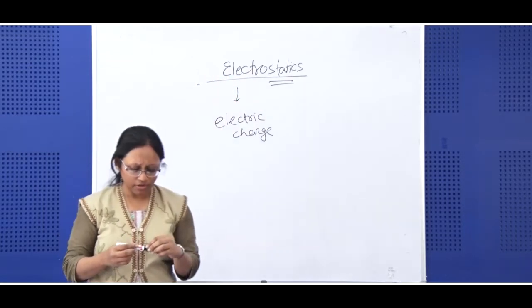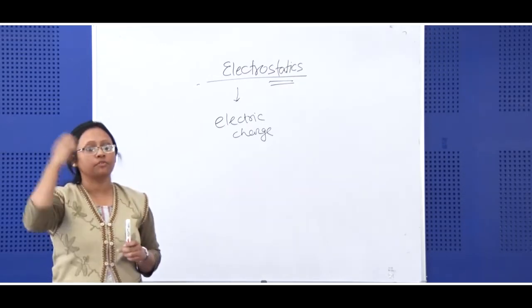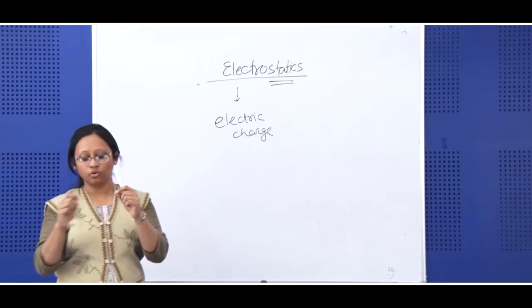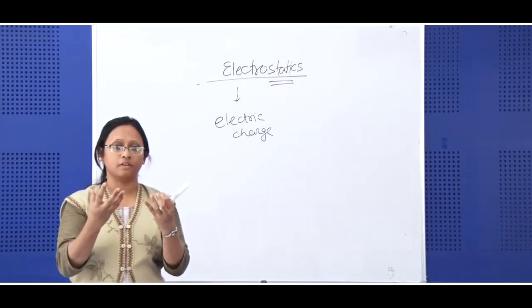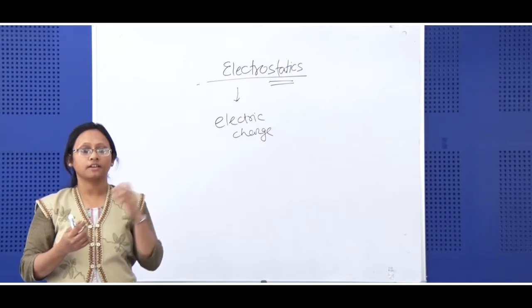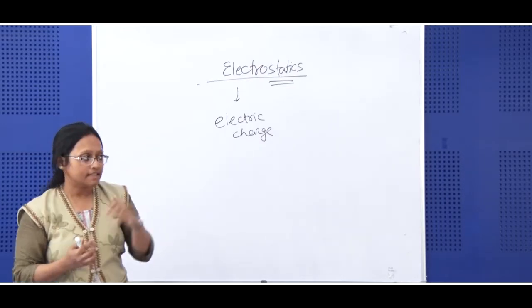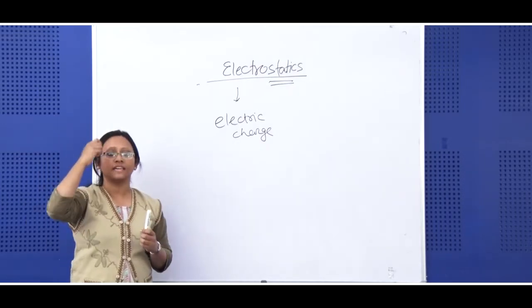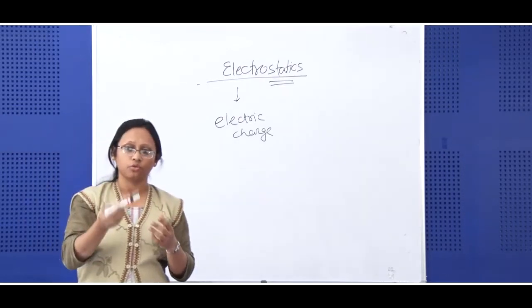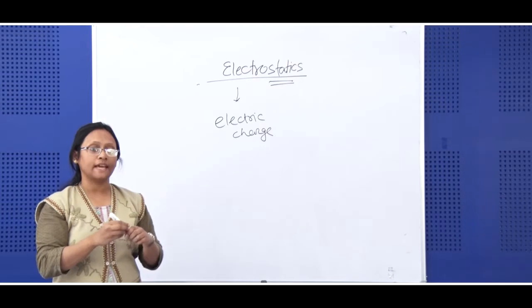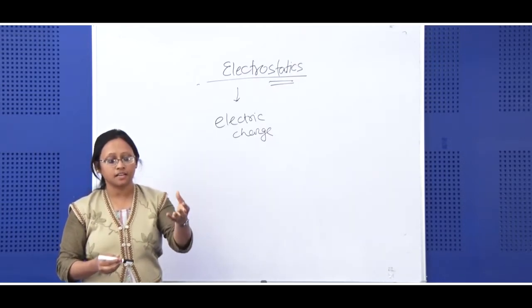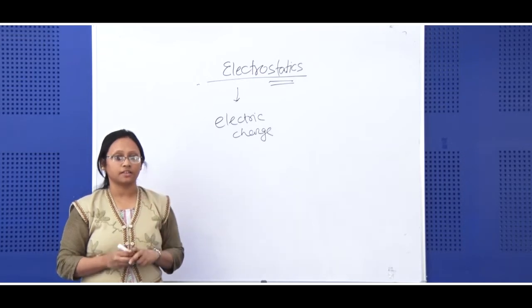Now in your childhood you may have seen that if you rub your dry hair with a comb and then take the comb to small pieces of paper, the comb will attract the papers. The reason is that when you comb your dry hair, the electrons will be transferred from your dry hair to the comb, and then when you take that comb to the pieces of paper, it will polarize the bits of paper and attract them.